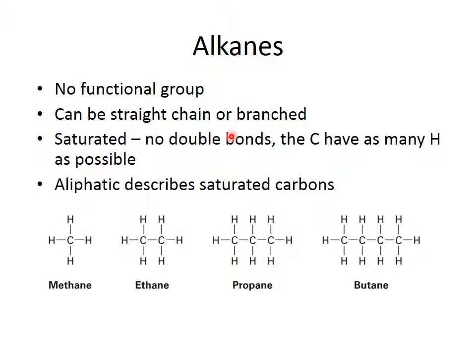Okay, the alkanes, again, have no functional group. They can be straight-chained or branched. Right here are some straight-chained ones: methane, ethane, propane, butane. These are called saturated. Saturated means no double bonds. The carbons have as many hydrogens as possible. Another way of describing alkanes is to say aliphatic, meaning there are no double bonds.